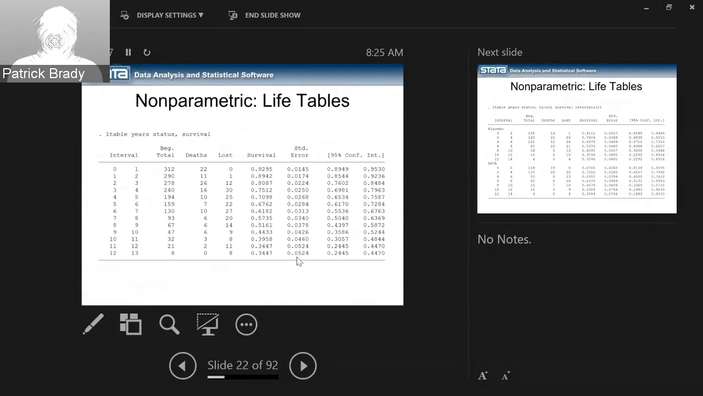And so we can still calculate the survival. But look over here at the confidence intervals. They're going to start getting wider and wider. See up here, they're 0.89 to 0.95. It's really tight. But once you get down here, now it's starting to get wider.